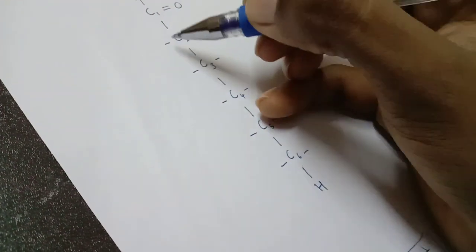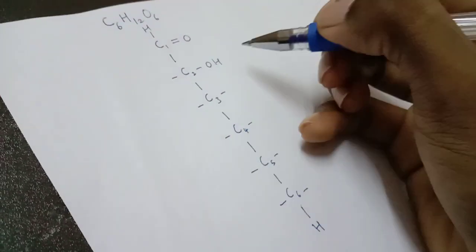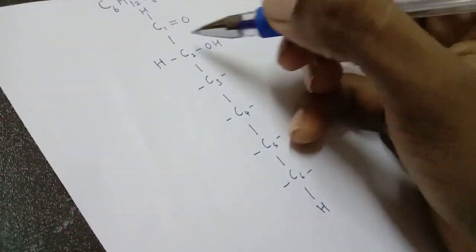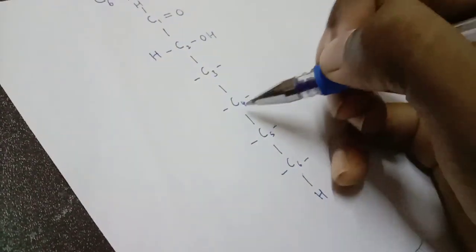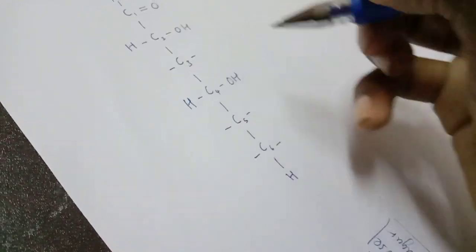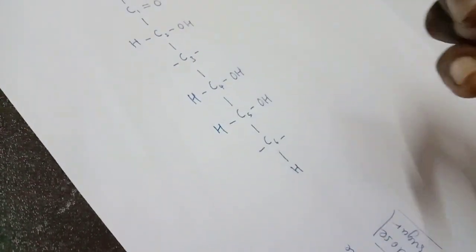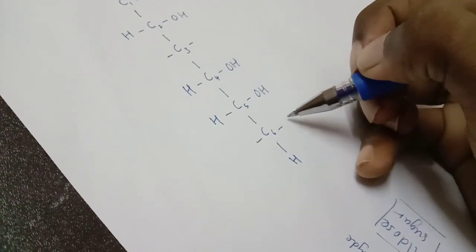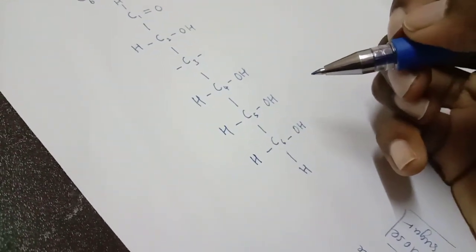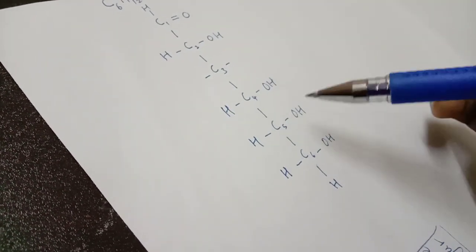For the second carbon atom, you have the oxygen and hydrogen atom on the right hand side of the carbon atom, and you have a hydrogen atom on the left hand side. Do the same thing for carbon number 4. OH on the right hand side, H on the left hand side. Same goes to carbon number 5, OH on the right, H on the left. And for carbon number 6, you have the oxygen and hydrogen on the right hand side and hydrogen on the left hand side. Same for carbon number 2, carbon number 4, 5, and 6.